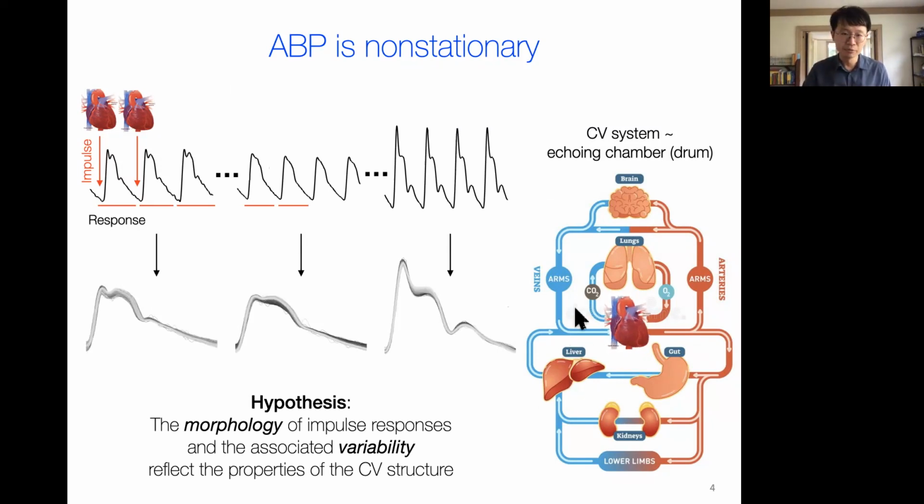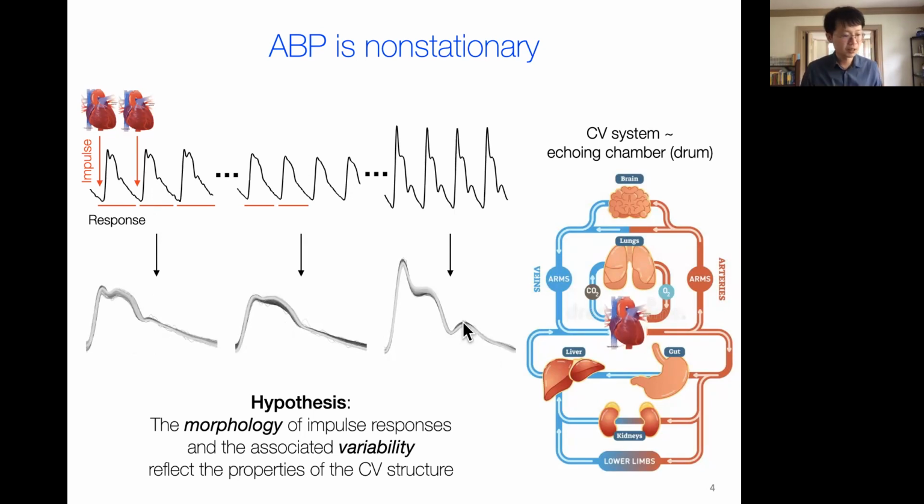So your liver is removed, for example, in the middle phase. And this is when the new liver is implanted. Then you will see that the morphology of the responses changes from time to time. In addition to the global difference from phase to phase, inside each phase you can see some small variabilities. So the hypothesis is that the morphology of impulse responses and the associated variability could reflect the properties of the cardiovascular system.